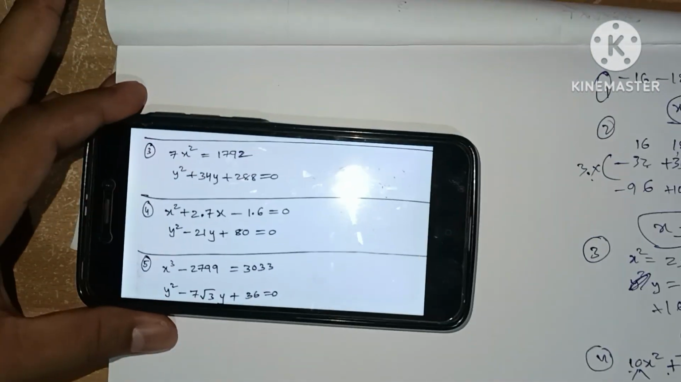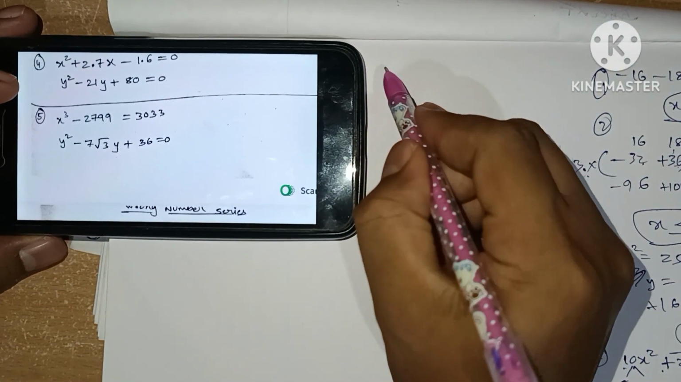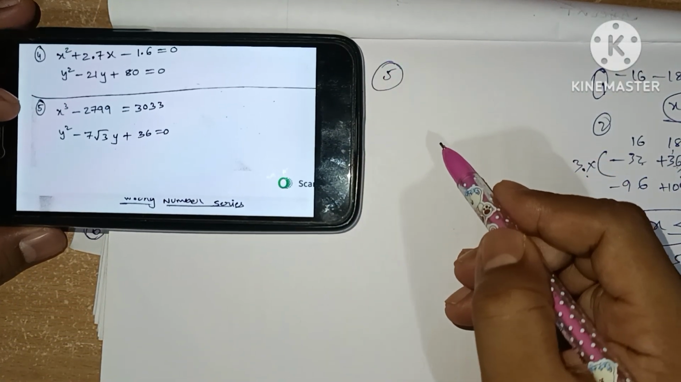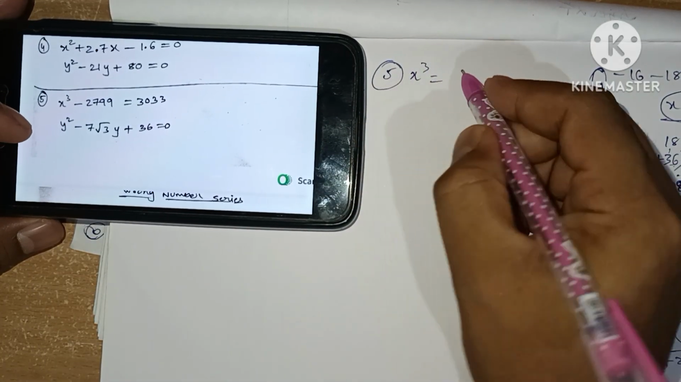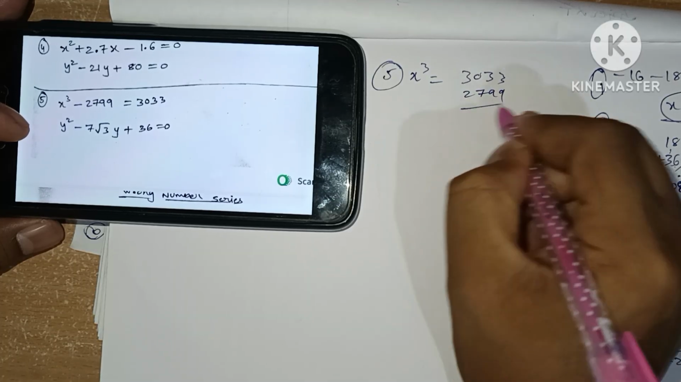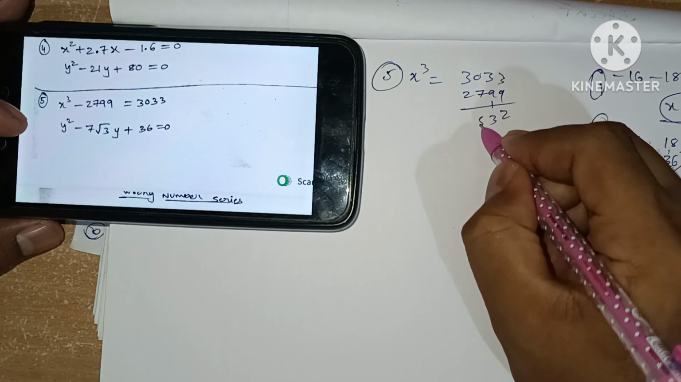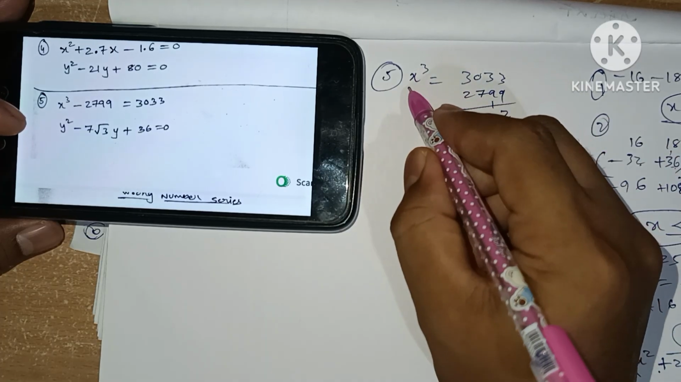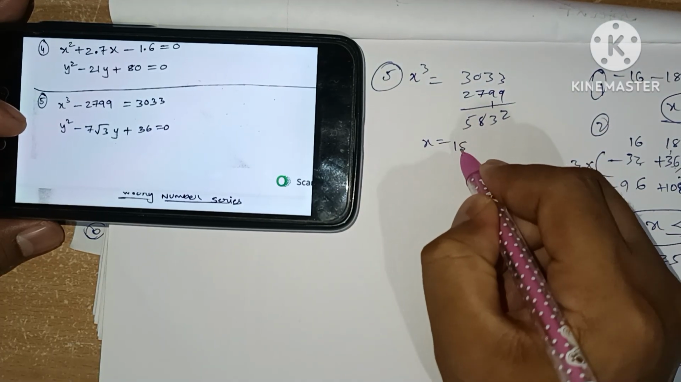Next, fifth question. X cube equals to 3033 plus 2799. This will be 12 10 13 8 5832. X cube value is 5832 means x value is 18.